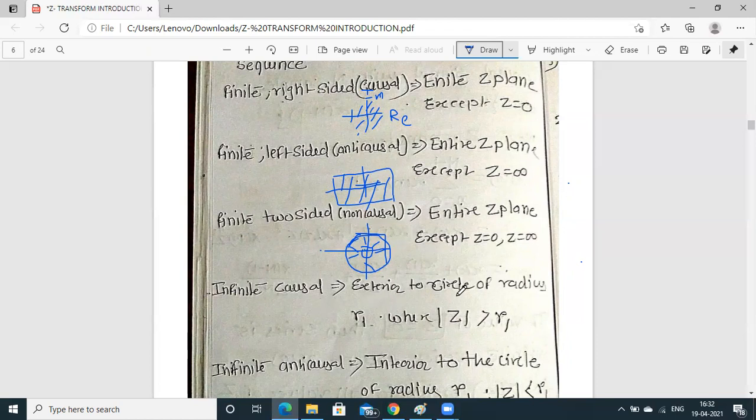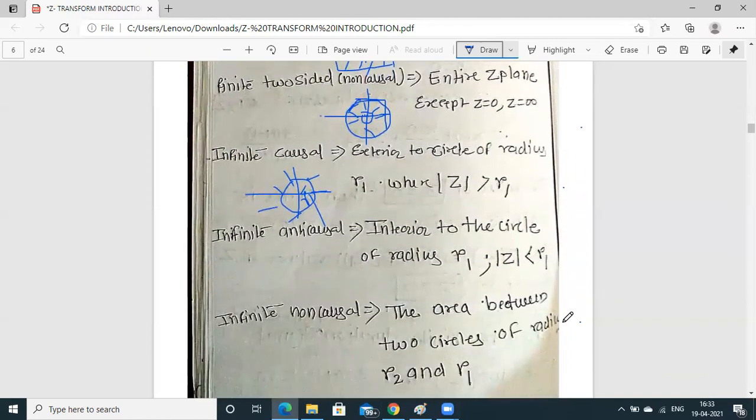For an infinite causal signal, the ROC is exterior to the circle of radius R1. If this is the circle with the radius R1, then the exterior to the circle of radius R1 will become the ROC of the infinite causal signal. If it is an infinite anti-causal signal, the ROC is interior to the circle having radius R1.